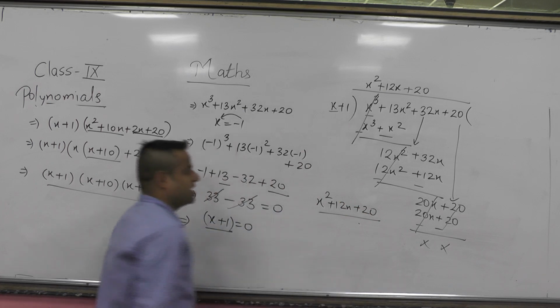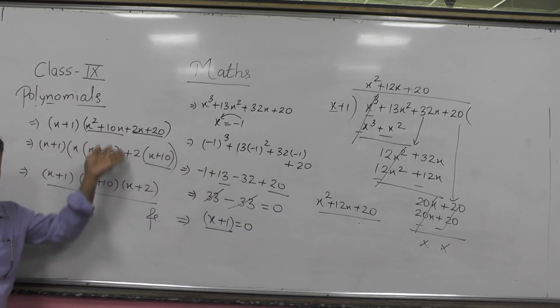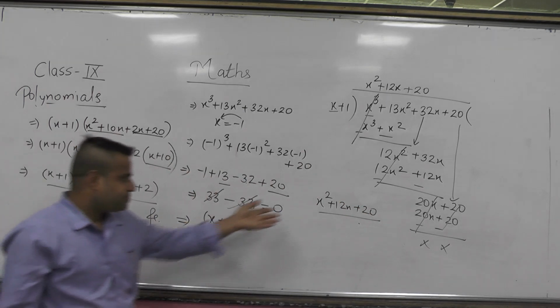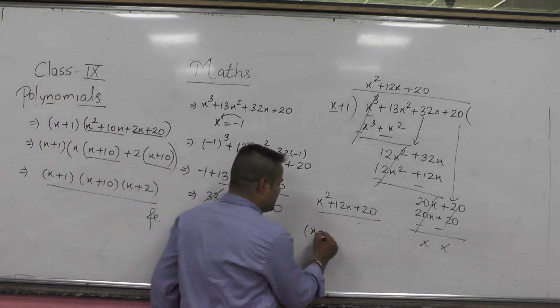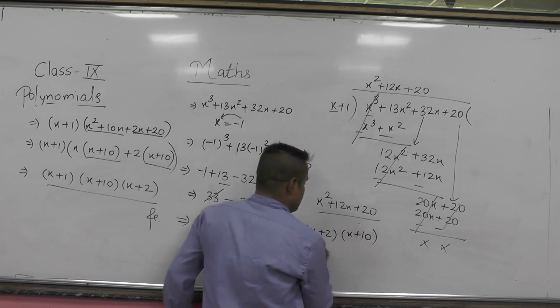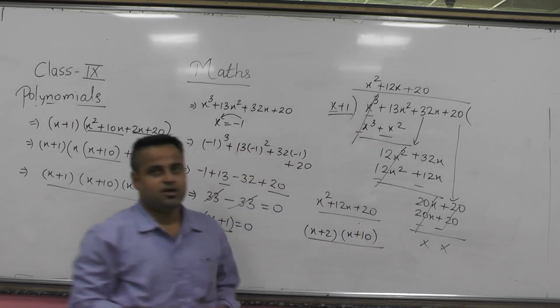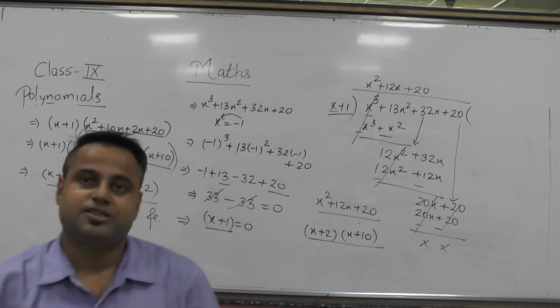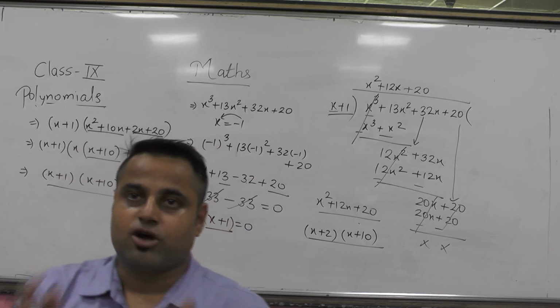By splitting this, we can get our 2 more zeros as we did here already. So this will be split as x plus 2 and x plus 10. Okay, so here 2 zeros and 1 zero. That's how you can get all 3 zeros with the long division method.